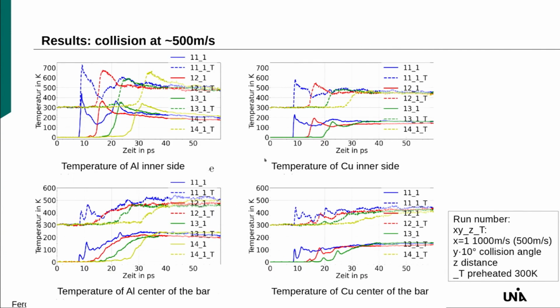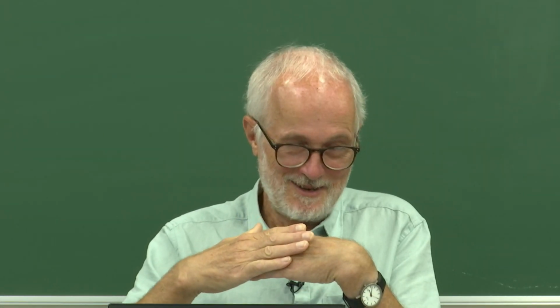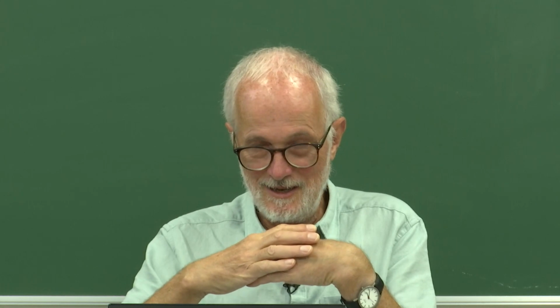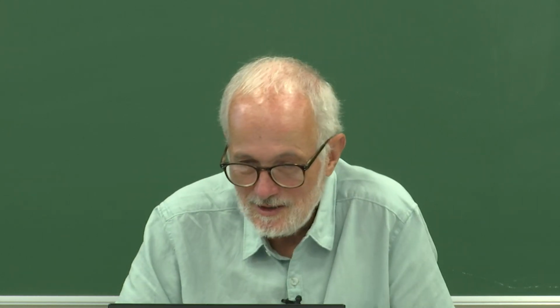So the first set of results, he had a kind of strange labeling of his samples or his runs. These 4 digits here stand, the first one, I think, for the collision velocity. So if there is a 1, this means, in his opinion, 1,000 meters per second, which corresponds to 500 meters per second. Then the second digit is for the collision angle, 10 degrees, 20 degrees, and so on. Then, in the beginning, he started with cold samples, at 0 Kelvin, which probably, again, is not such a good idea. Then he changed to 300 Kelvin. These are the ones with underscore T.